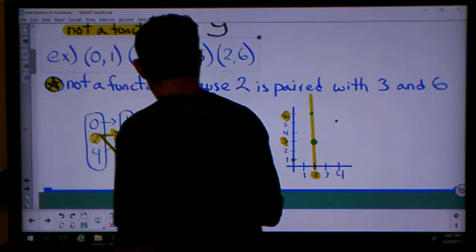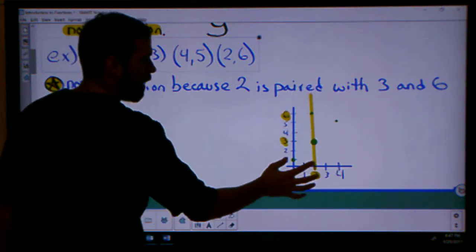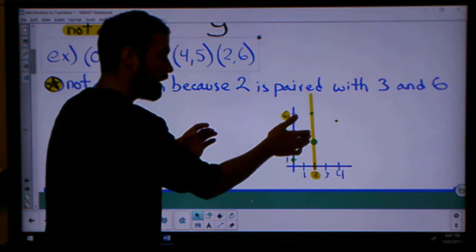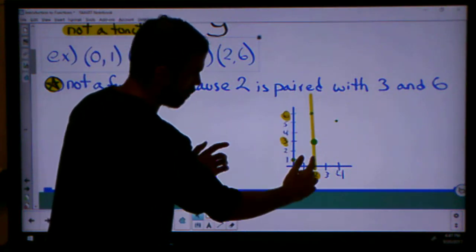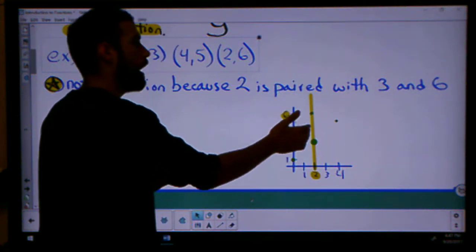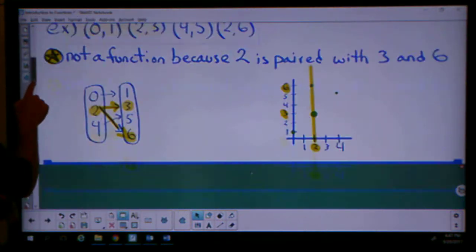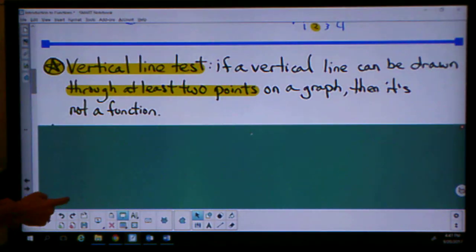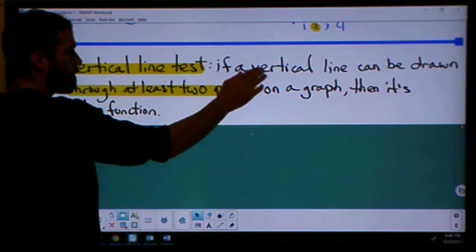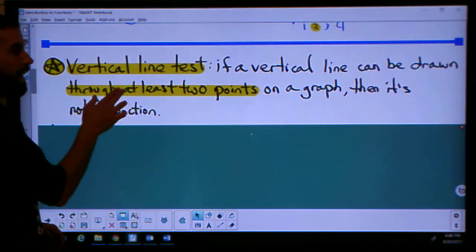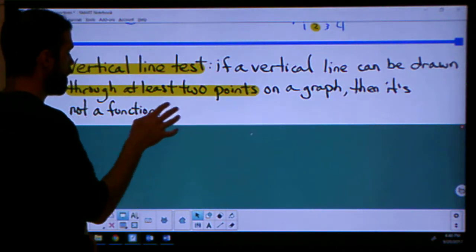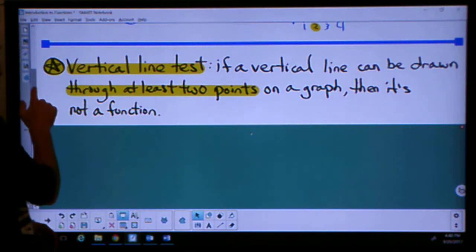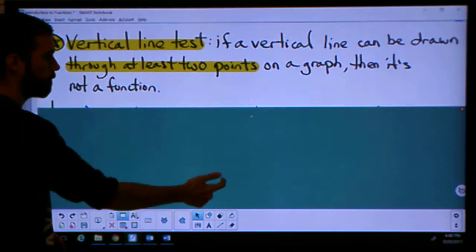But the next thing we're going to look at is a little bit more about this idea of how you look at a function on a graph. Notice, this is not a function, and we have a pretty much vertical line. I drew it slightly crooked, but a vertical line passing through both of these points. This is actually a concept called the vertical line test. The vertical line test basically means if a vertical line can be drawn through at least 2 points on a graph, then that graph is not a function. Let me show you what I mean with these examples right here.